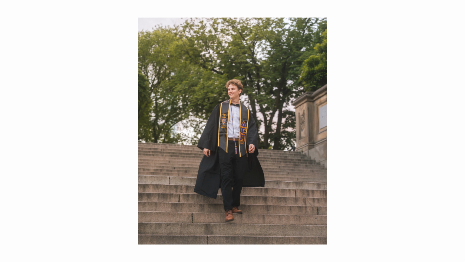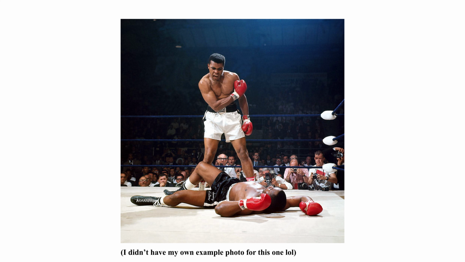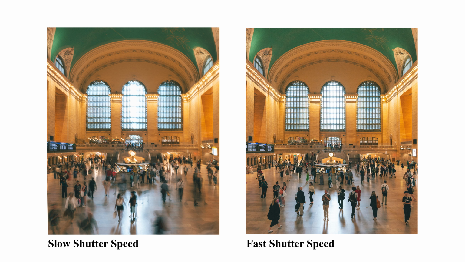You might want to use a fast shutter speed if you're taking portraits of people who are moving and you don't want them to be blurry, or maybe you're at a sports event and you want to stop the action of someone who's moving really fast. Slow shutter speeds, on the other hand, will capture motion as it's taking place. This results in motion blur, and it can add a really cool effect to photos where you want to show some sort of movement that's happening within your frame.